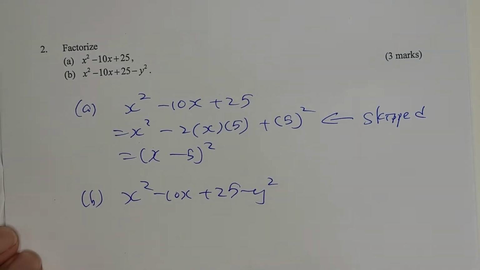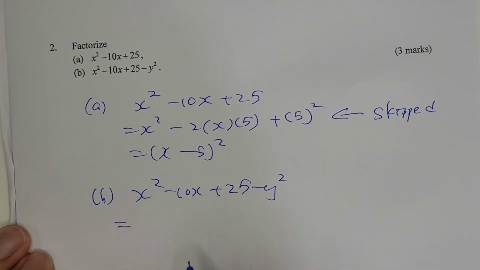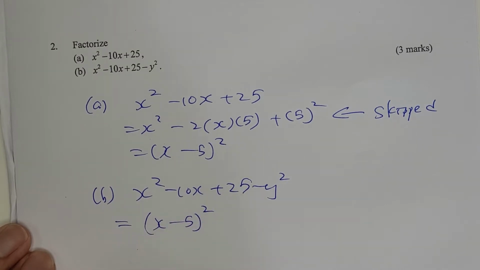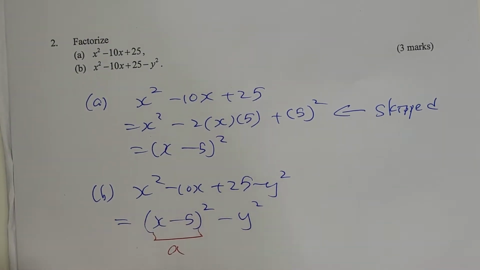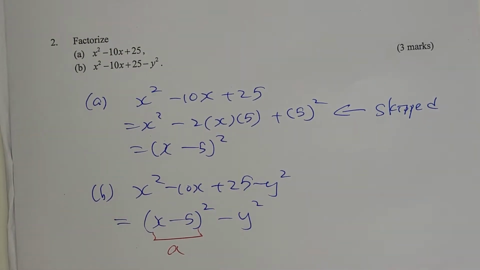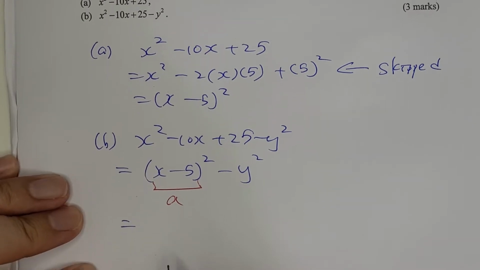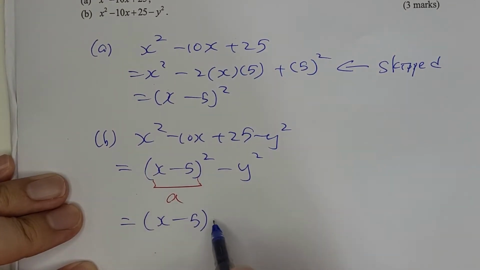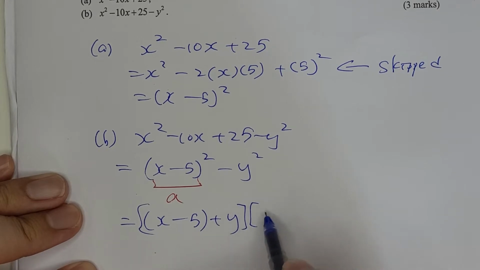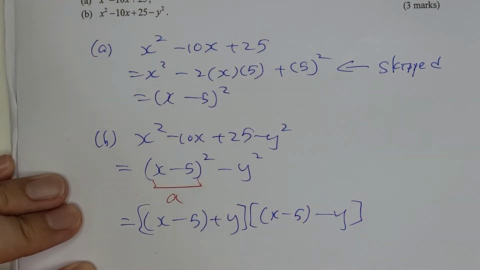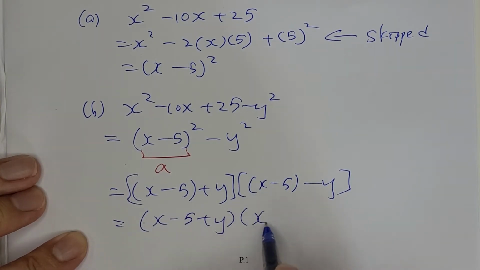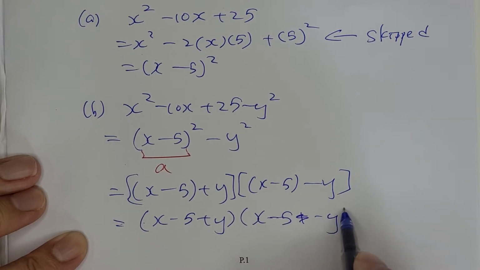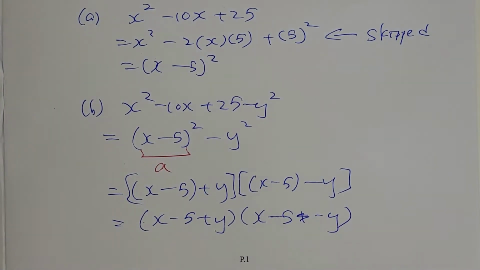So, part B, x squared minus 10x plus 25 minus y squared. Okay, how do we simplify this? As you can see, the first three terms can be simplified as x minus 5 bracket squared, and then minus y squared. Here you can see a very common format of the difference of two squares, a squared minus y squared. So you can change it into a plus y times a minus y. And then we remove the square bracket, final answer, x minus 5 plus y, x minus 5 minus y. Okay, so that's the end of question number 2.